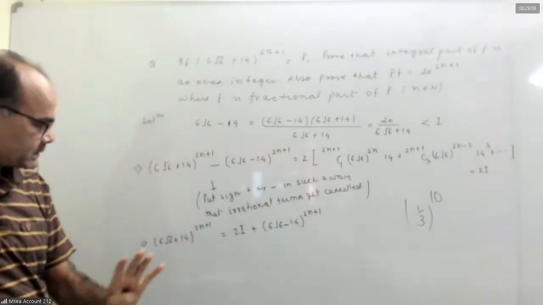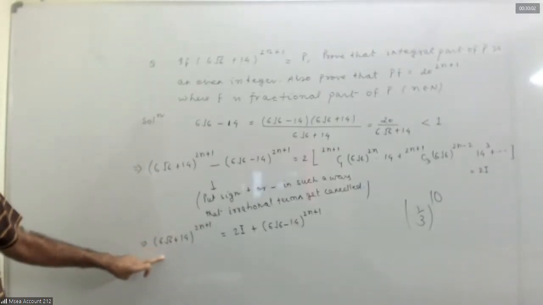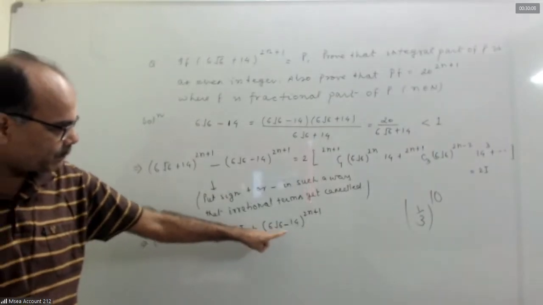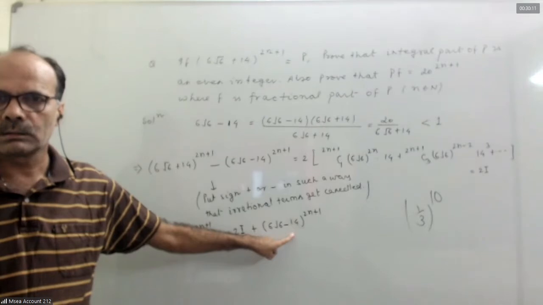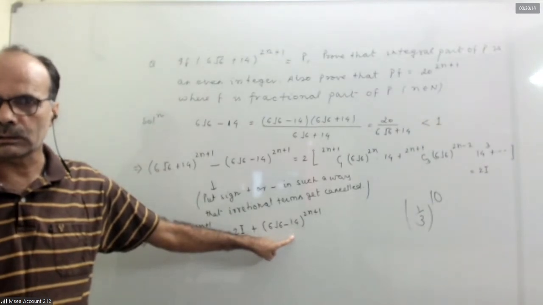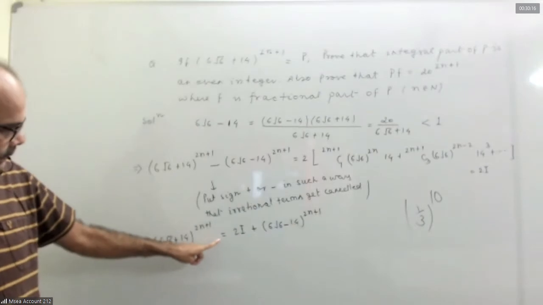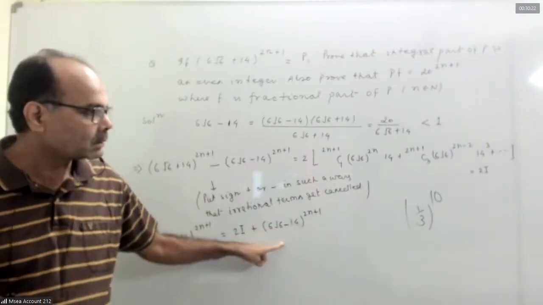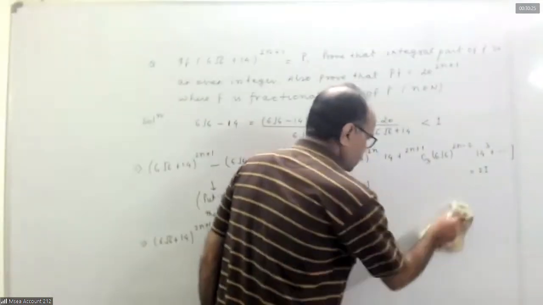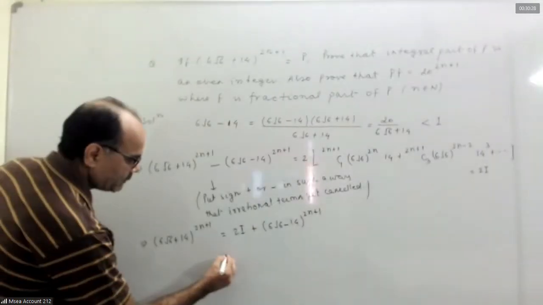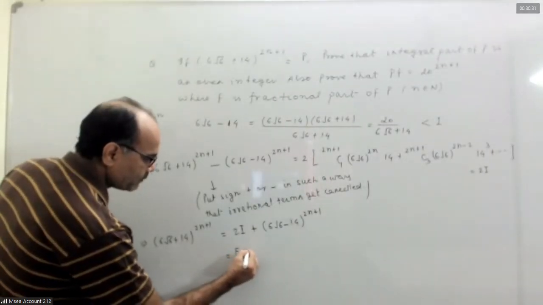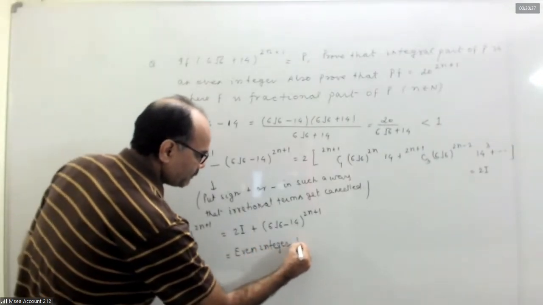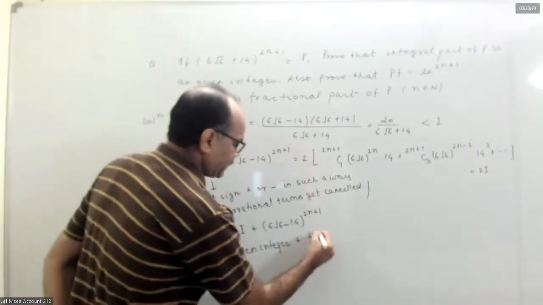So now we are in a position to conclude that the number p has been written as the sum of an even integer plus some proper fraction. Got it or not? This is p. p is equal to some even integer plus a proper fraction. So this equals some even integer plus f, the fractional part of p.